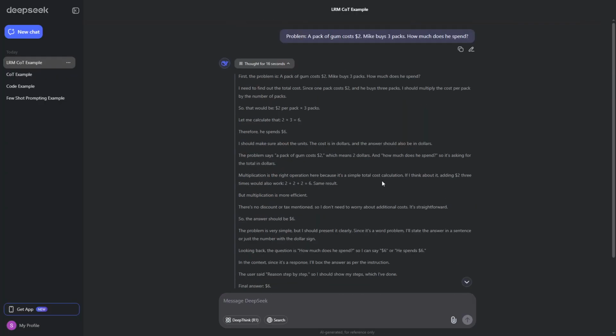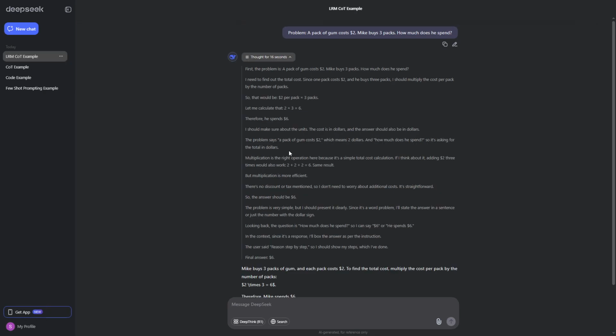This is an example of a large reasoning model. It's DeepSeek's R1 model. And here you can see this model is specifically trained to be a large reasoning model, and it walks through its solution to the problem step by step. However, you may notice that this solution is actually quite convoluted, and the term often used is that it's overthinking.